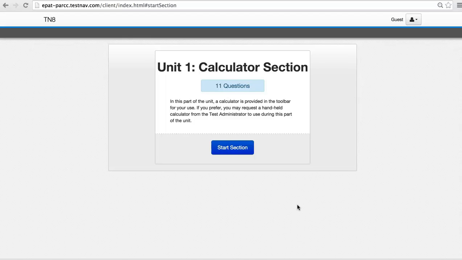So this is Mr. Tran with the calculator section of the practice park. We are on this calculator section, and we're going to go ahead and click Start Section.